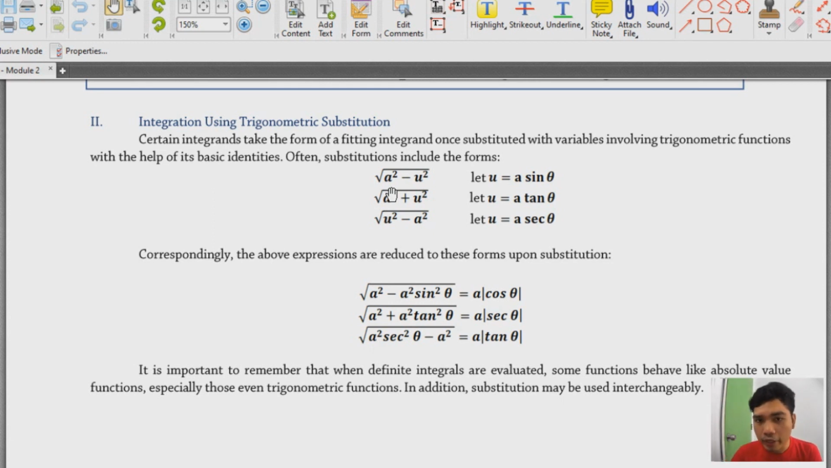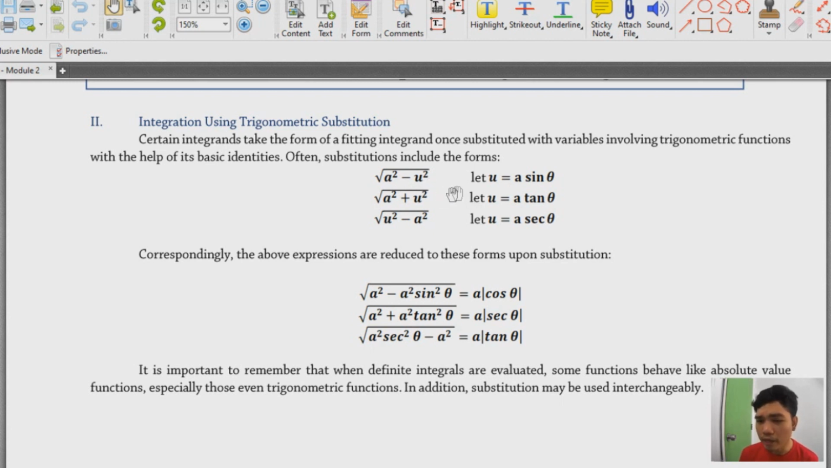Now there is a case wherein we can use trigonometric substitution instead of you thinking of how we could just solve it using fitting integrands. So in short, the easiest way is that if you have the square root of a squared minus u squared, you will let u. Basically, this trigonometric substitution is another kind of u substitution, in a way that instead of using an algebraic expression, we use a trigonometric expression. So the trigonometric expression would be something like u is equal to a sine theta when you have a squared minus u squared.